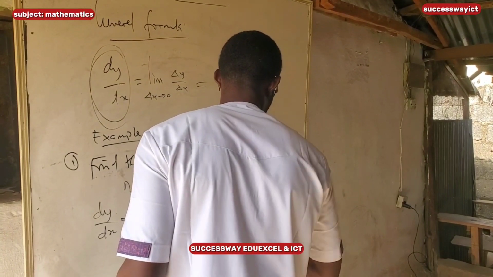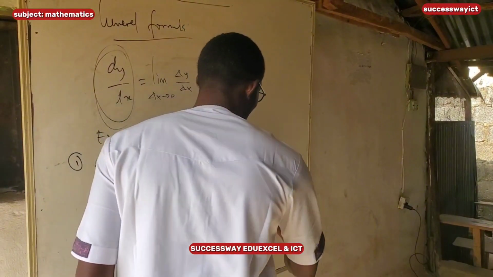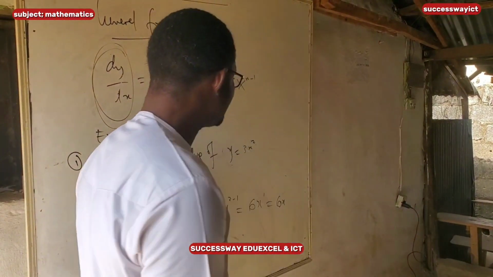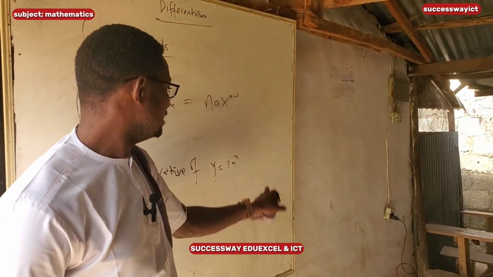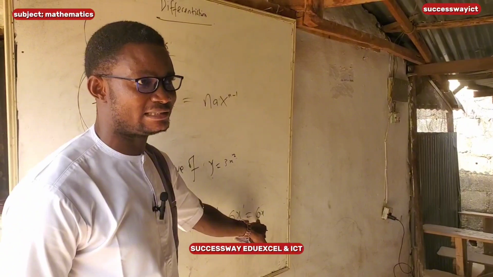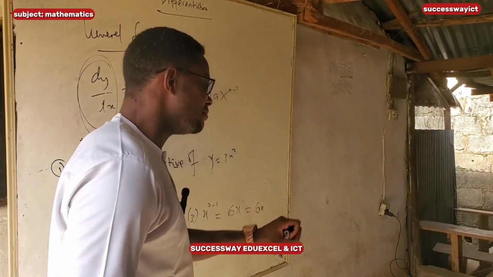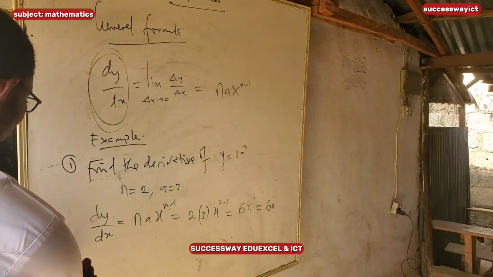This is going to give you 2 times 3 is what? 6x raised to the power of what? 1, which is the same thing as 6x. So the derivative of 3x squared is equal to 6x. Do you understand that? Now, using the same formula, I want you to solve this guy for me.